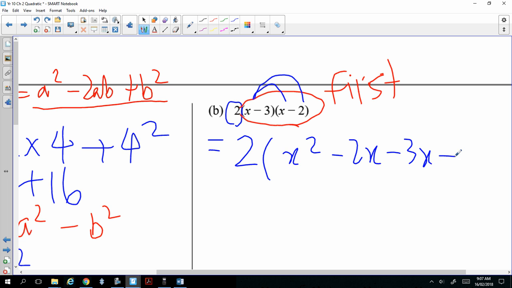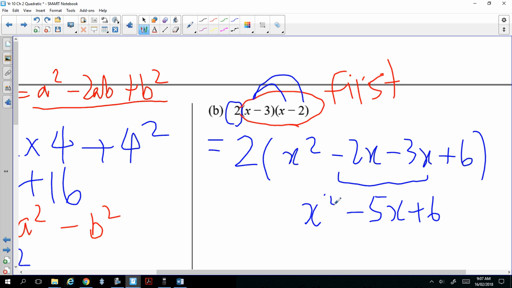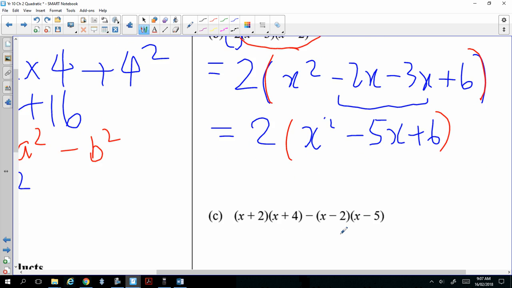And then collect like terms. The 2 middle terms become negative 5x. Notice that I put a bracket, and you need to put a bracket because you still have a 2 in front waiting to be multiplied. If you don't put a bracket, that would be wrong. You need to put a bracket because I'm going to times by the 2 next, right? So the next step is to multiply by the 2. So you go 2 times x squared, 2 times negative 5, negative 10x, and then 2 times 6 is 12. Done.